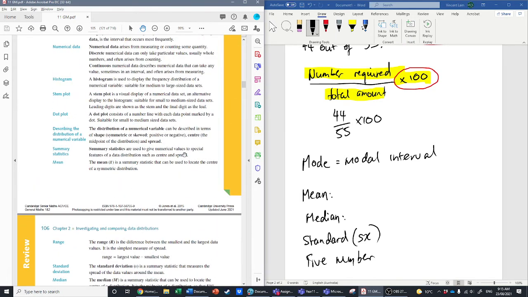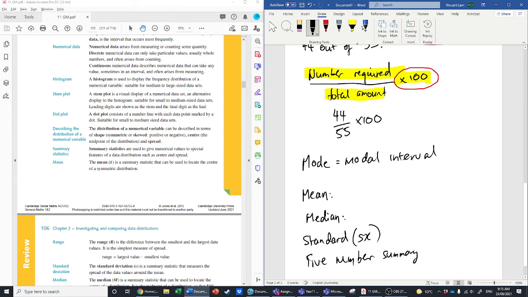Nope, it doesn't have it there. But the 5-number summary is used to draw the box plot. Sometimes it's just called a 5-figure summary as well.